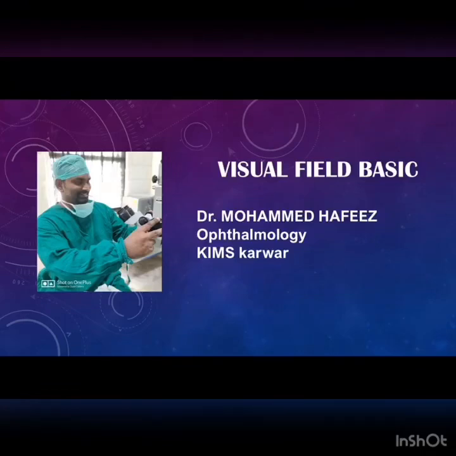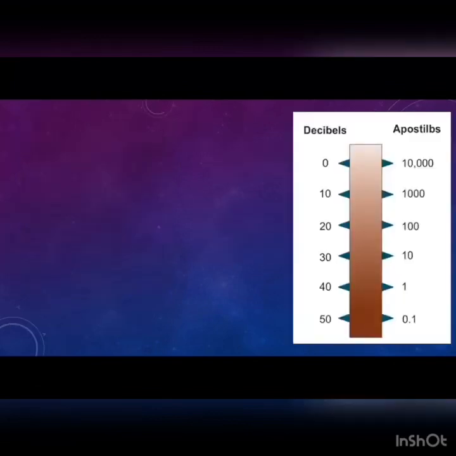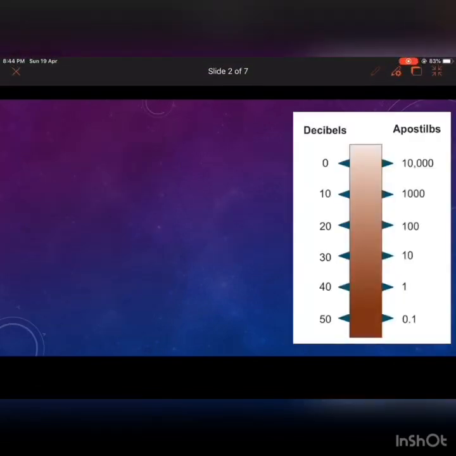Today we'll talk about basics of visual field. Now if you look at the retina, you have the central fovea and different meridians. 360 degrees of different meridians you have. Now we'll take one meridian. For example, this is the nasal side and this is your temporal side.